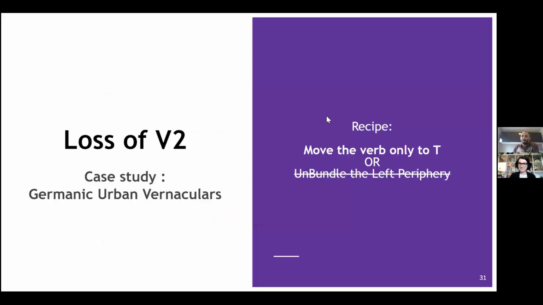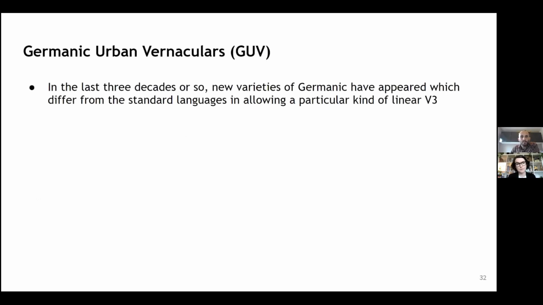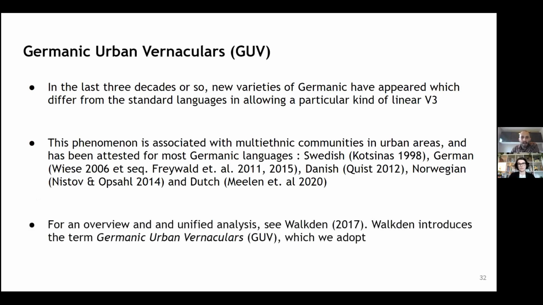Back to Espen. Right, so let's have a look at a case study of loss of V2. Of course, it's just a loss in one sense, and you can ask us about that afterwards, because it's more than anything the rise of something new. Germanic urban vernaculars are varieties we've heard about already and which have drawn more attention over the last decades because they allow this particular kind of linear V3, which we have seen. It is attested mostly in multi-ethnic communities in urban areas, and now for most Germanic languages, in fact. So we adopt the term that George used in his 2017 paper, Germanic Urban Vernaculars.